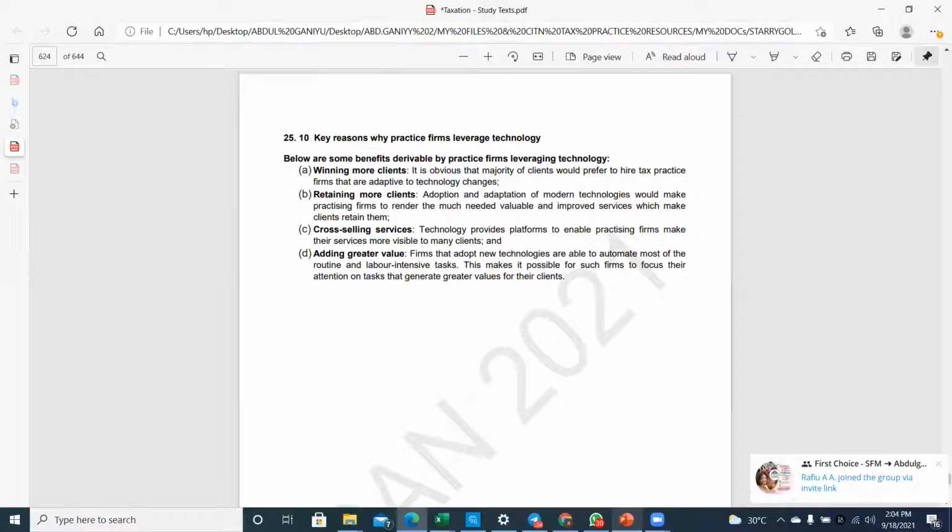So another thing is that because you have saved your time, you have saved your cost, you'll be able to do other valuable things. You'll be able to what? You'll be able to have a wider knowledge. You'll be able to acquire other skills that could be of an advantage to the firm, and as a result, in return, you add value to your clients' business. So this makes it possible for such firms to focus their attention on tasks that generate greater values for their clients. Are we together?